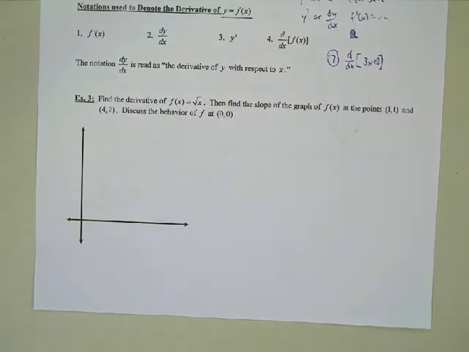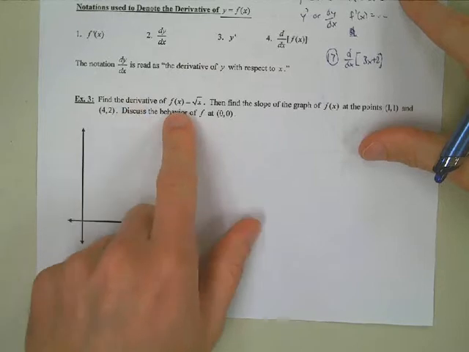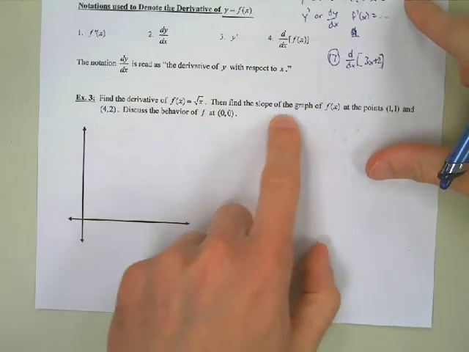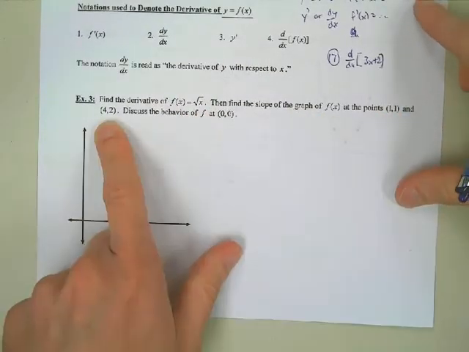So find the derivative of f of x equal to the square root of x. Then find the slope of the graph of f at the points (1, 1) and (4, 2). Discuss the behavior of f at (0, 0).